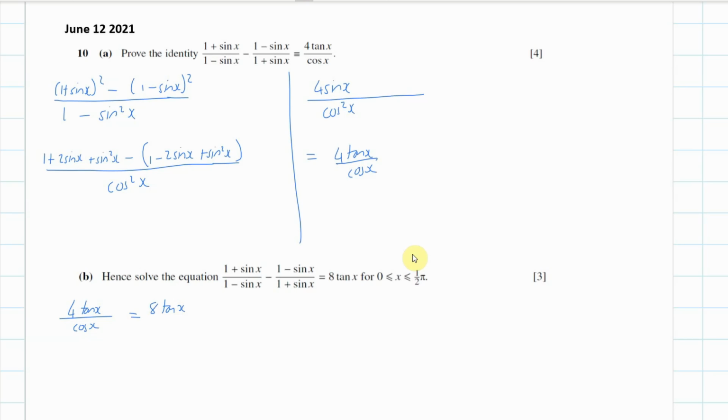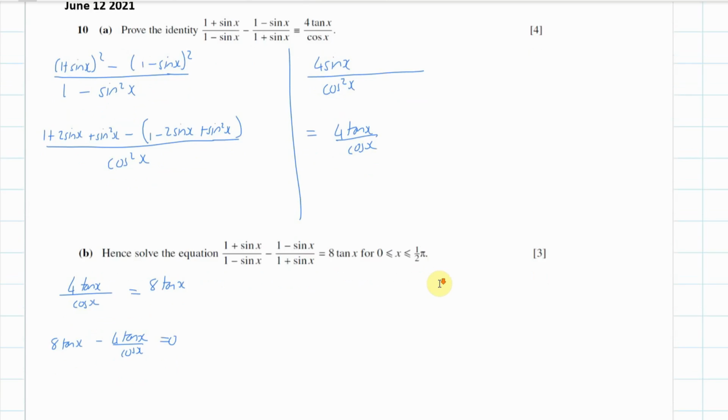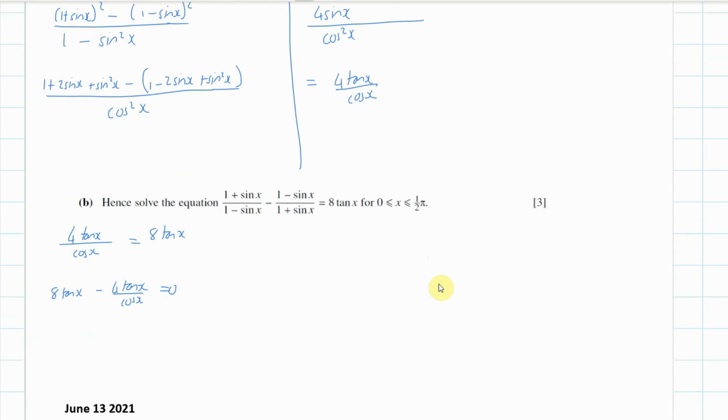Now I'm going to bring everything across to one side. I don't want to lose solutions just in case, so I'm not dividing anything out. So I get this. And then I'm going to factorize out my 4 tan x. So I'll get 2 here, and then minus 1 over cos x here. So that should be my next move.